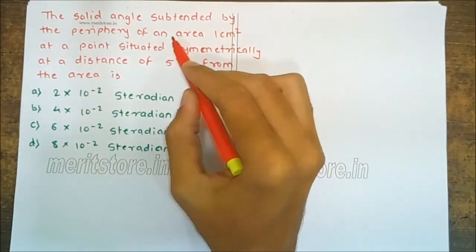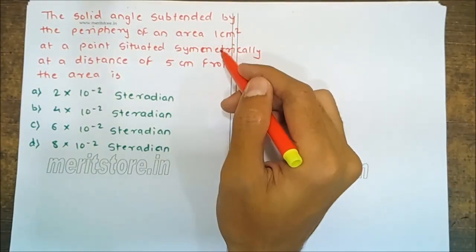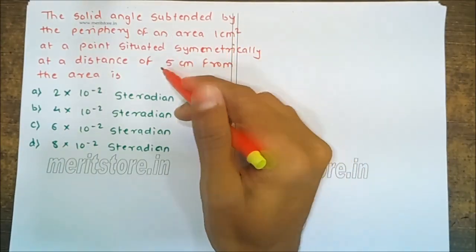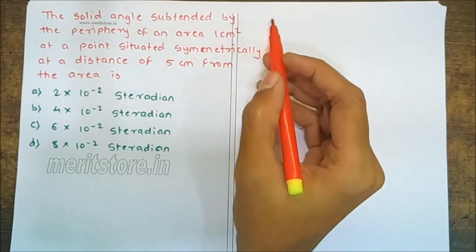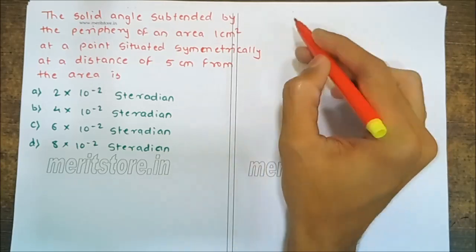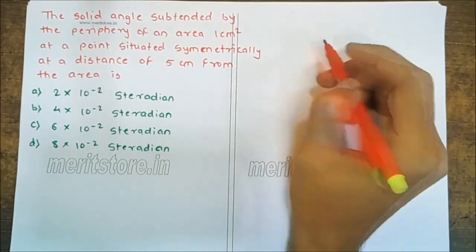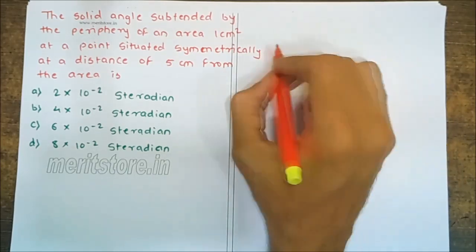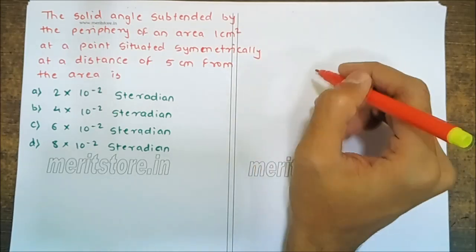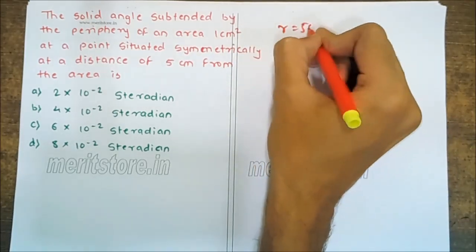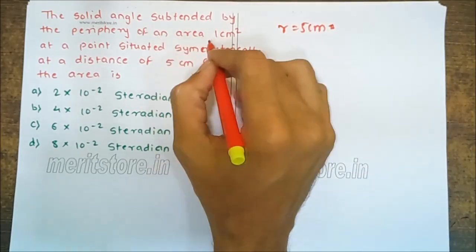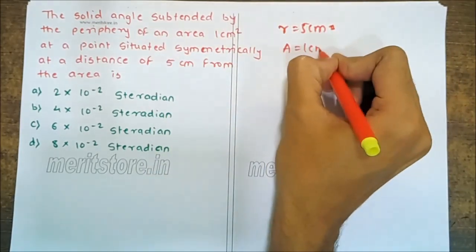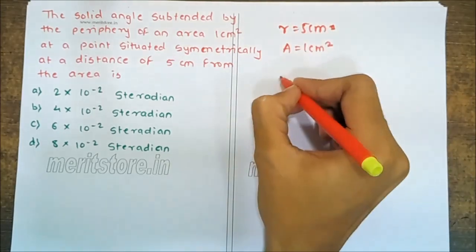The solid angle subtended by the periphery of an area of 1 centimeter square at a point situated symmetrically at a distance of 5 centimeters from the area is? So we need to find the solid angle at a point which is symmetrically at a distance of 5 centimeters. So the radius is given, R is 5 centimeters. Next, we have the area which is equal to 1 centimeter square. So we need to find the angle.